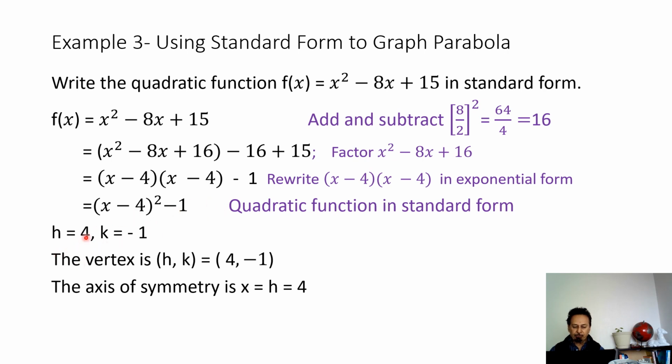So h is 4 and k is negative 1, and the vertex is 4, negative 1. And so the axis of symmetry is x equals h, which equals 4.